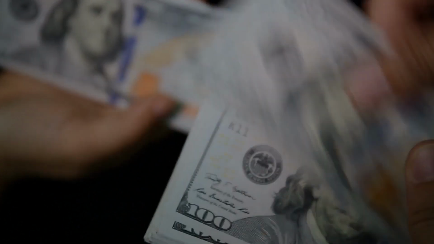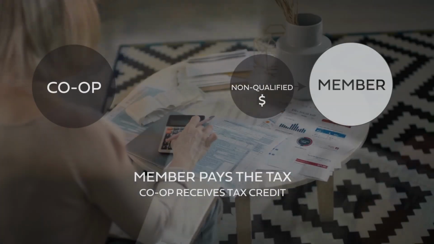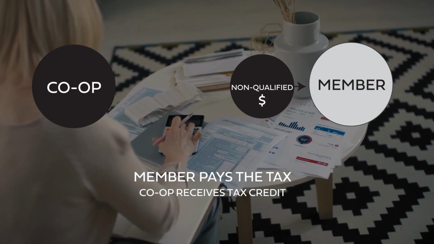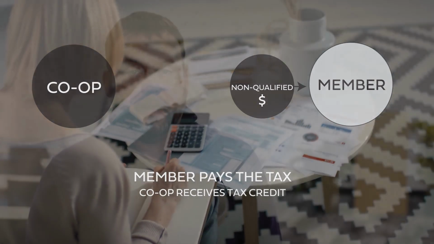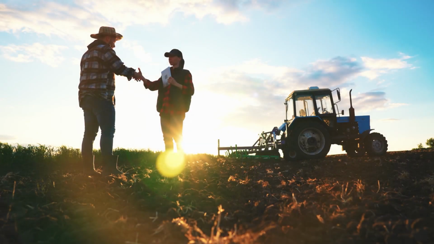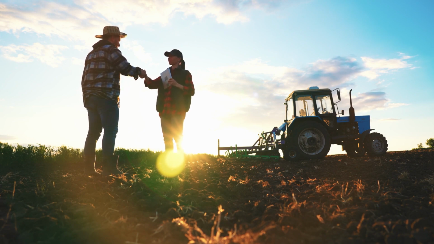Remember that when a non-qualified distribution is paid back to the member, the cooperative will receive a tax credit at the same time. So in the future, if a co-op has non-qualified equity available and is facing a high tax bill, the board of directors and senior management can form a plan to lower this tax bill by paying back non-qualified equity to farmer members.